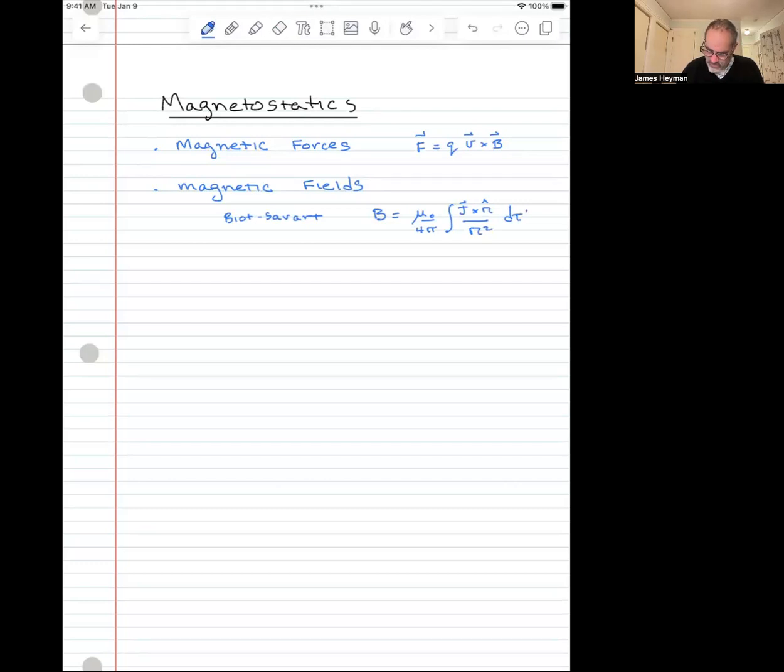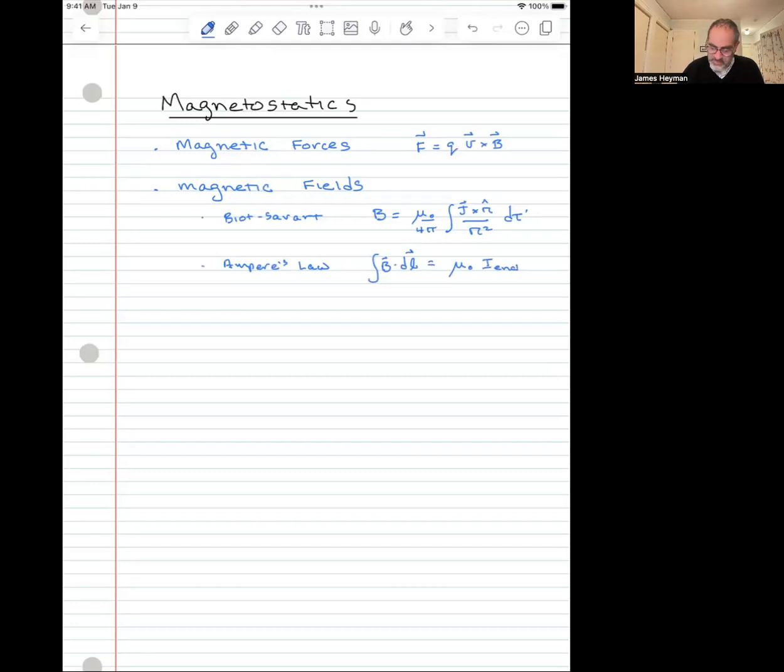And following that, we developed Ampere's law, which tells me that the integral of the magnetic field around a closed loop is equal to mu naught times the current enclosed by the loop.